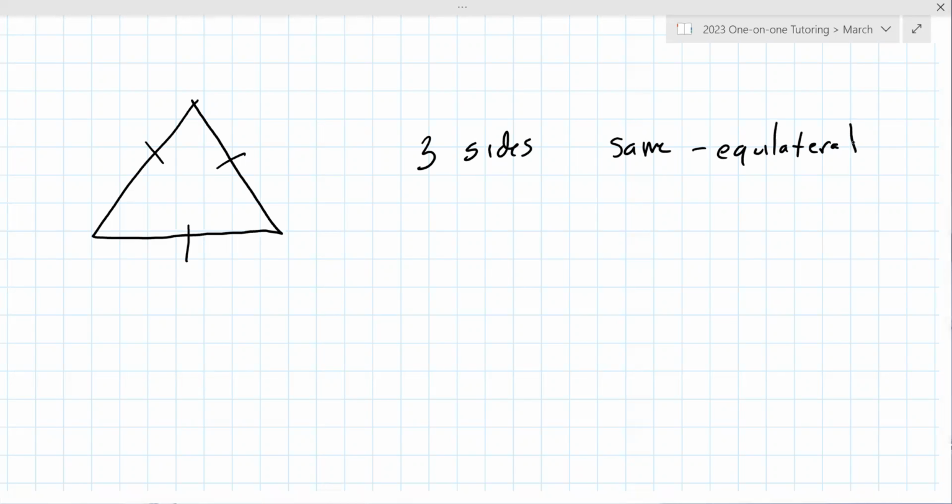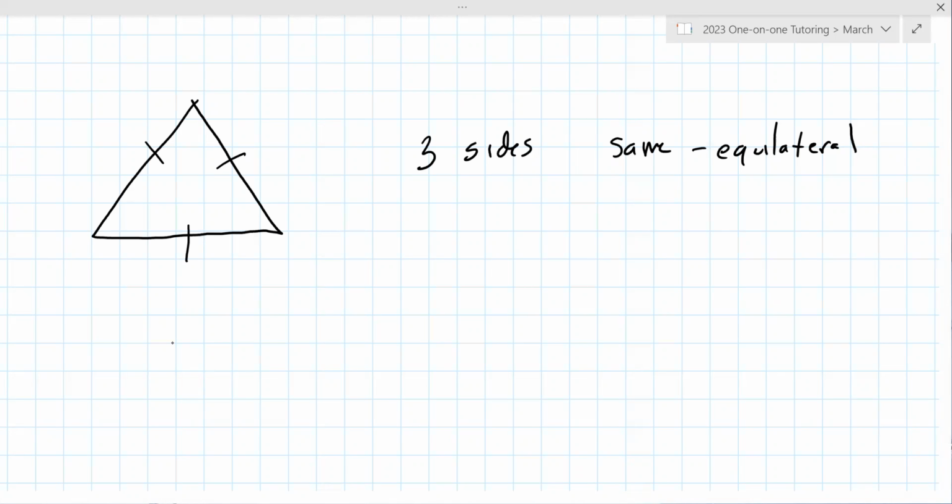Have you heard that before? Never. Do you see how it kind of has the word equal in it? That's how you remember it. You're like, okay, it's got an equal in it. All three sides are equal. It's equilateral. Let me know when you get that down, please. Okay, I got it down.